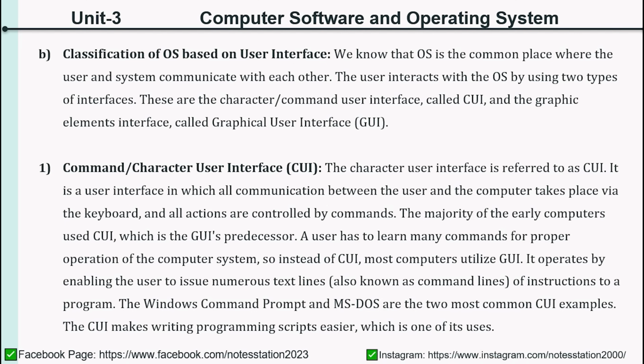A user has to learn many commands for proper operation of the computer system, so instead of CUI, most computers utilize GUI. It operates by enabling the user to issue numerous text lines, also known as command lines, of instructions to a program. The Windows Command Prompt and MS-DOS are the two most common CUI examples. The CUI makes writing programming scripts easier, which is one of its uses.